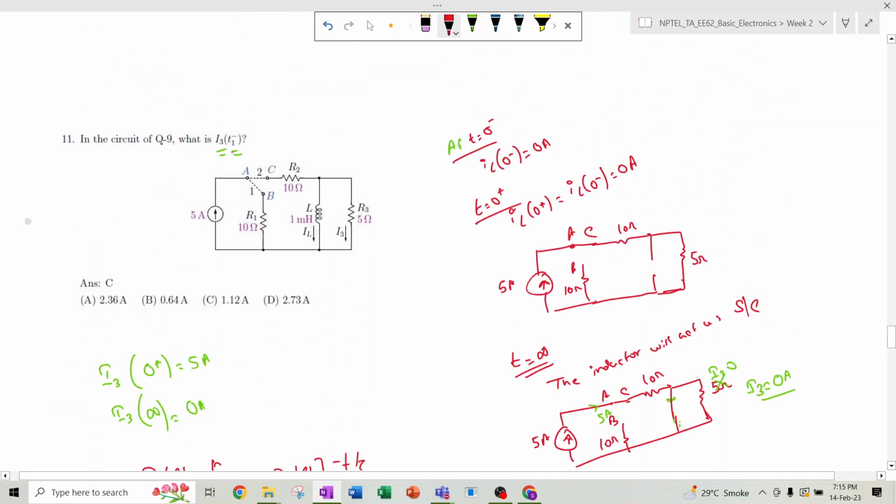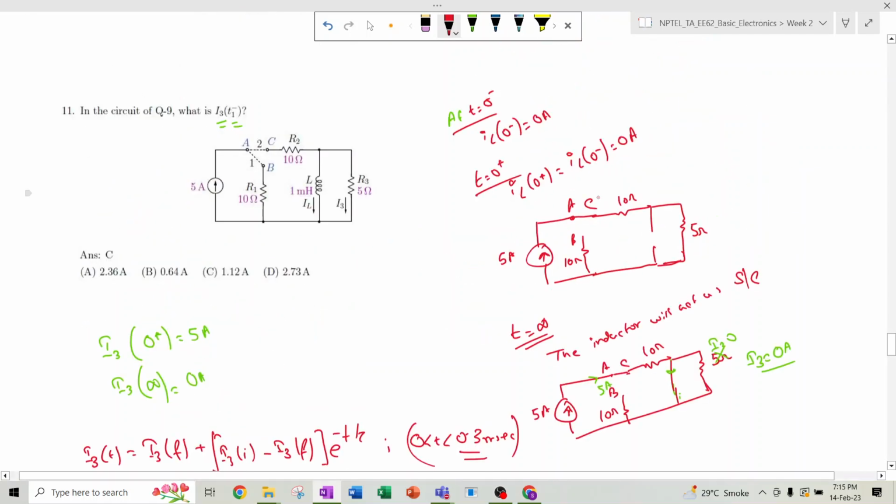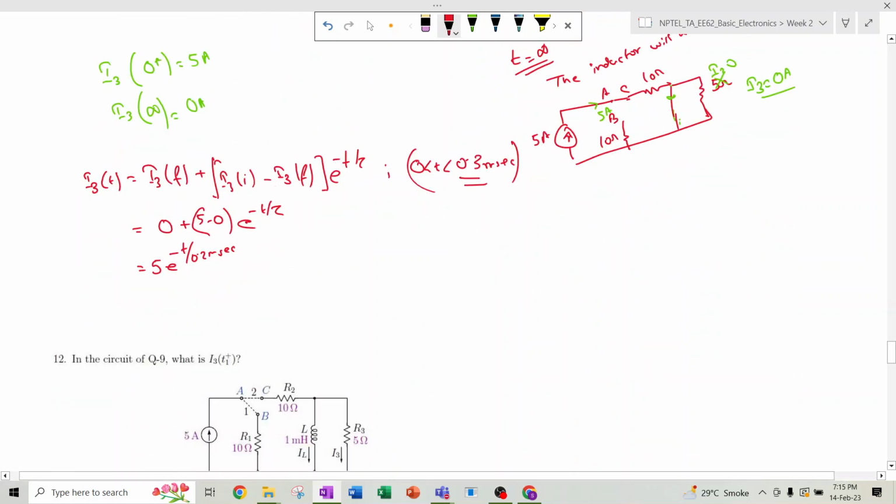Now the question asks, what is the value of I3 at t1 minus? Remember always, this equation is valid from 0 to 0.3 millisecond, not more than that. Because after 0.3 millisecond the circuit changes, and again the connection between A and B forms, and A and C will not be there. So this equation is valid for t equal to 0 to 0.3 millisecond.